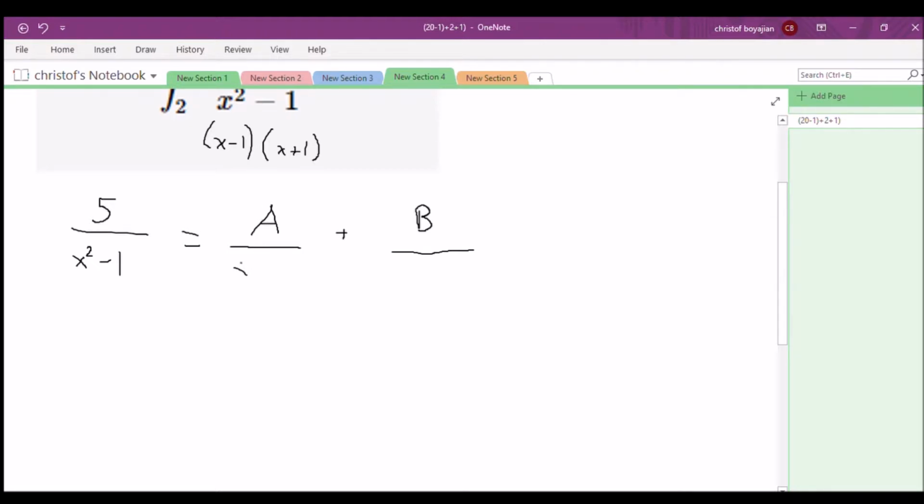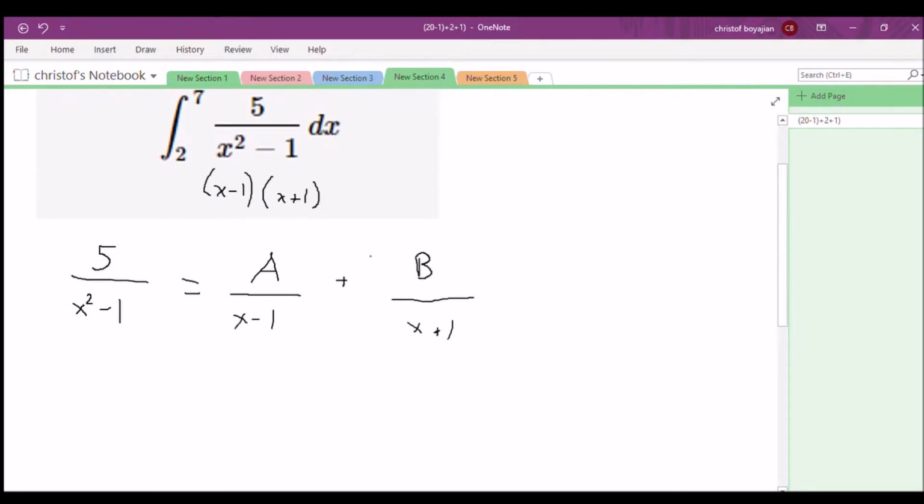So I'm going to go ahead and write x minus 1 here and x plus 1 here. Now it honestly doesn't matter what order you put them in, as long as you solve for A and B correctly, and if you do, you should get the same result at the end. So let's go ahead and solve for one of these constants. That way we can solve for the other constant.